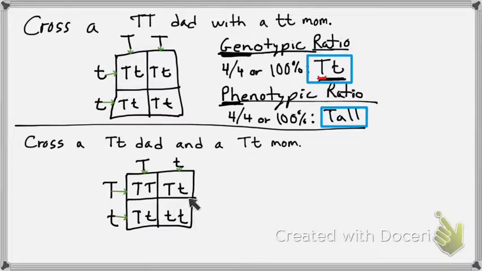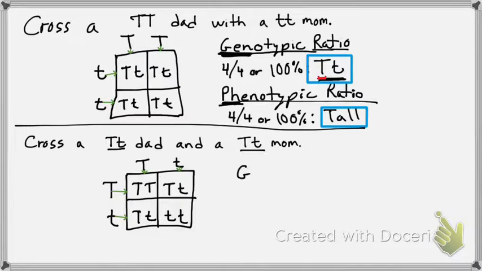This is more of like a grammatical thing. The dominant allele always goes ahead of the recessive allele, so I could have just as easily written this little t, big T, but that's just grammatically incorrect. It still gets the same idea across. You just always put the dominant allele first.